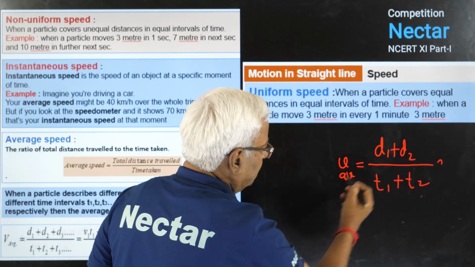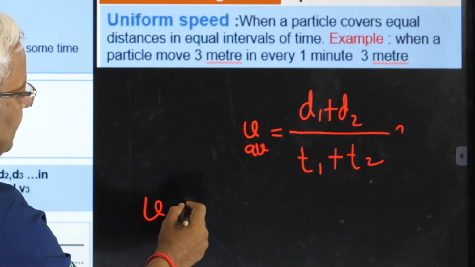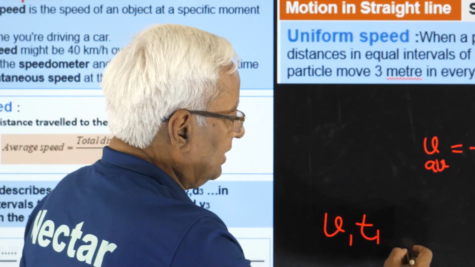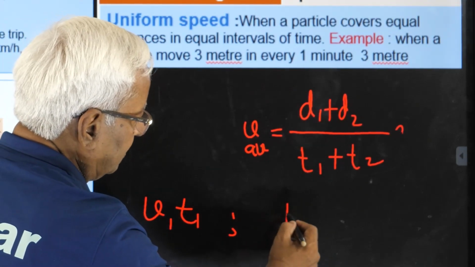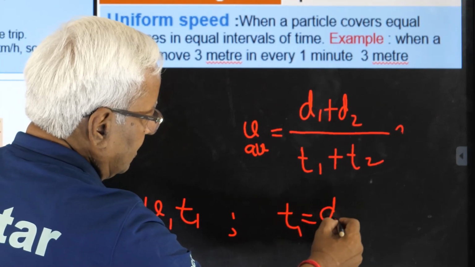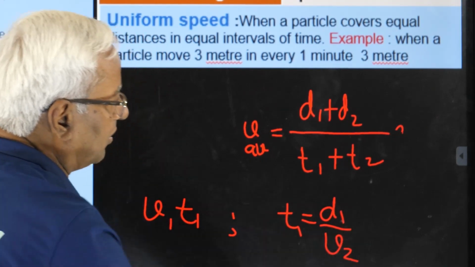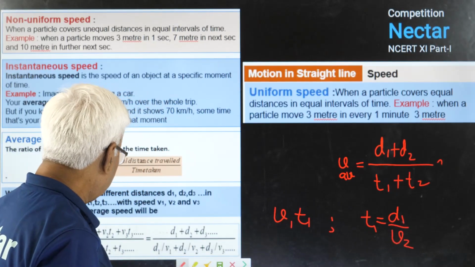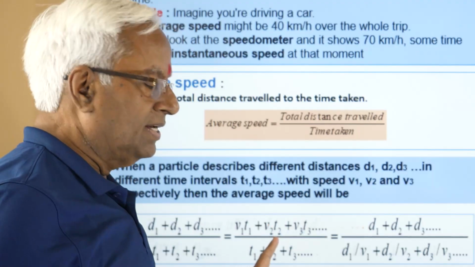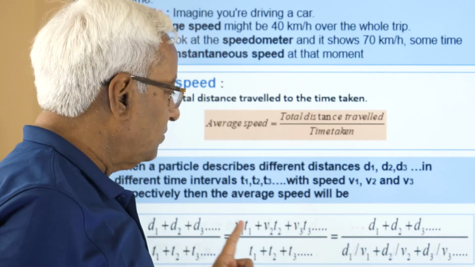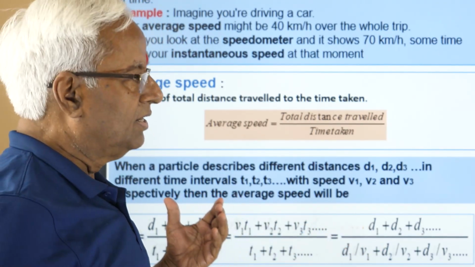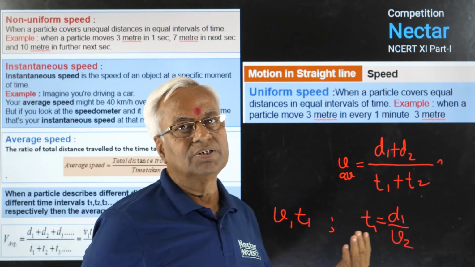If you want to change this d1, d2, you can write V1 t1 in place of d1. Similarly, if you want to change t1, you can write d1 upon V1. So the same formula might be written in three forms as it's given here. You see, it has been written in three styles, and all are basically the same, all are representing average speed.